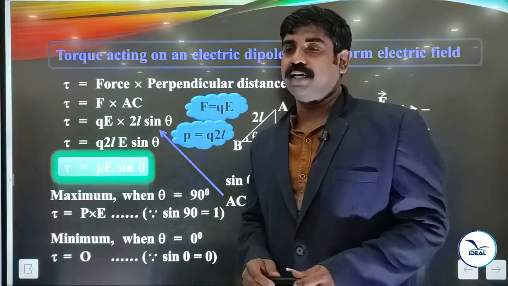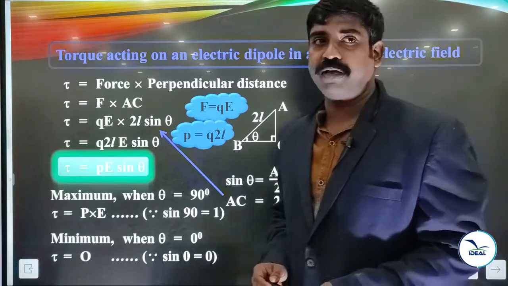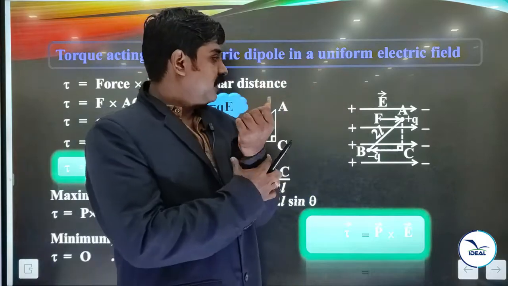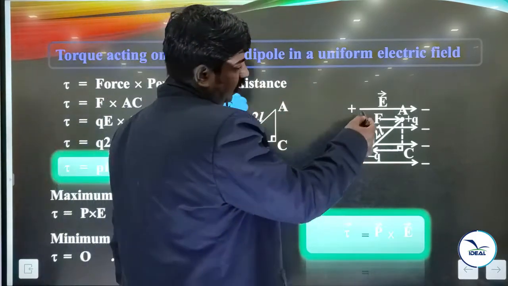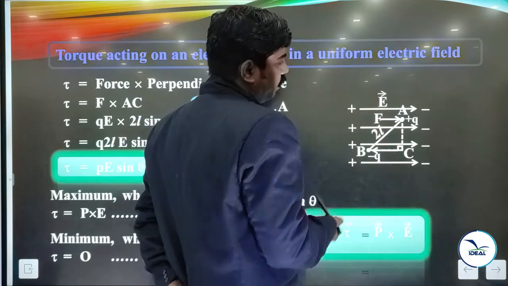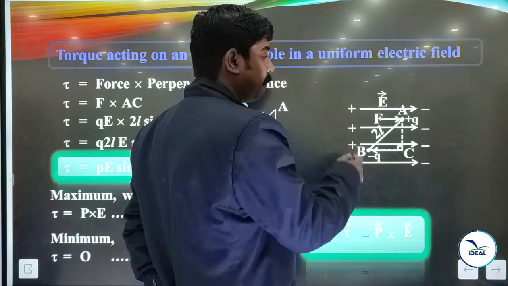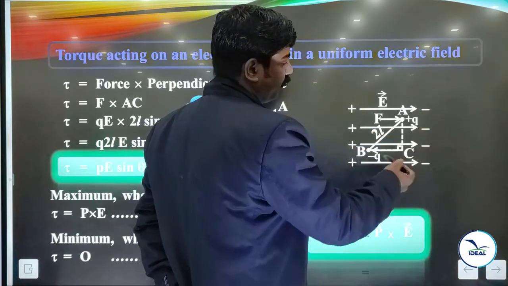Now, moving to the next topic: torque acting on an electric dipole in a uniform electric field. We can consider a uniform electric field E. In a uniform electric field, we already discussed that the lines of force are parallel. So this represents an electric field.